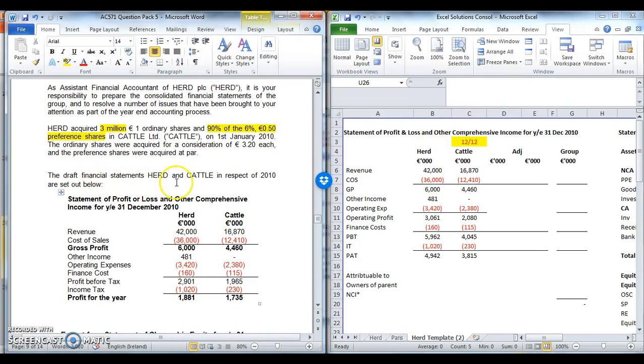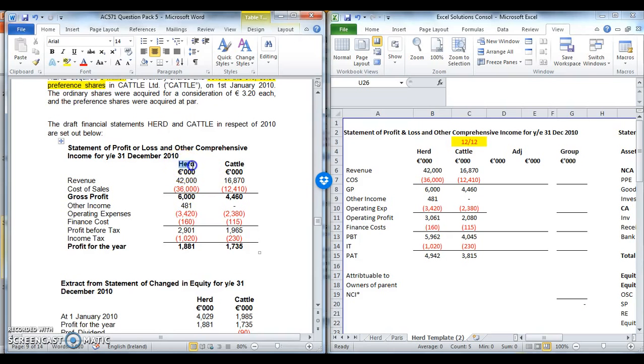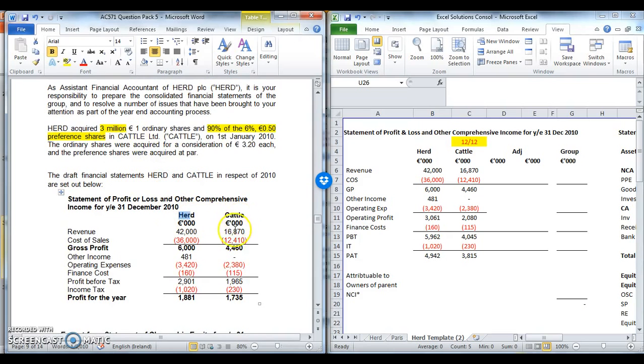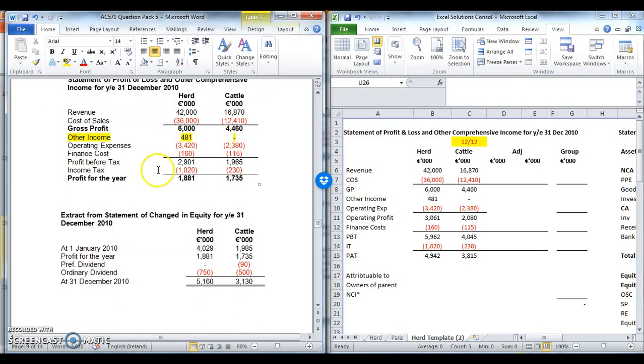So draft financial statements, so that's okay. We're told about Herd and you've cattle, which is the sub, we know. So nothing unusual. Again, I'd highlight this line item, other income. There's probably going to be a working there. There may be intergroup dividends. You'll know from past questions what to watch out for. That's one particular one. So that's okay.